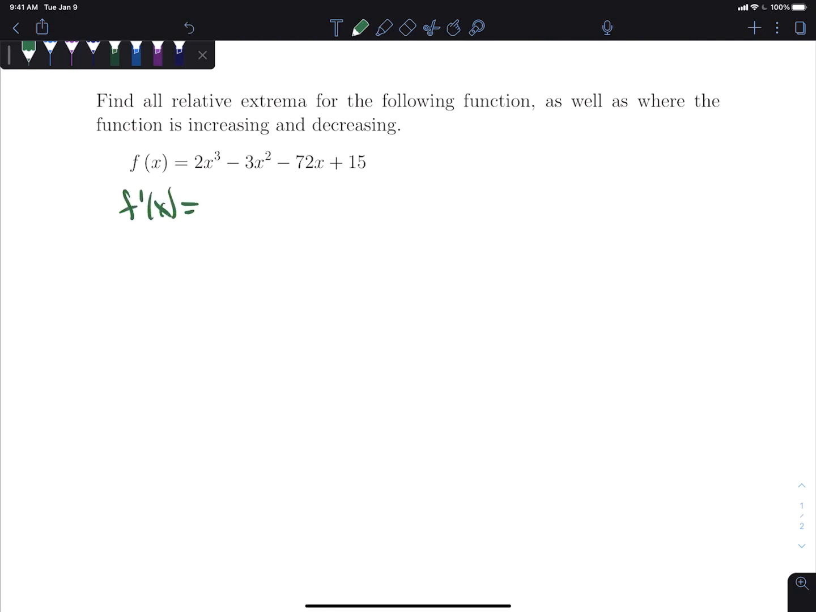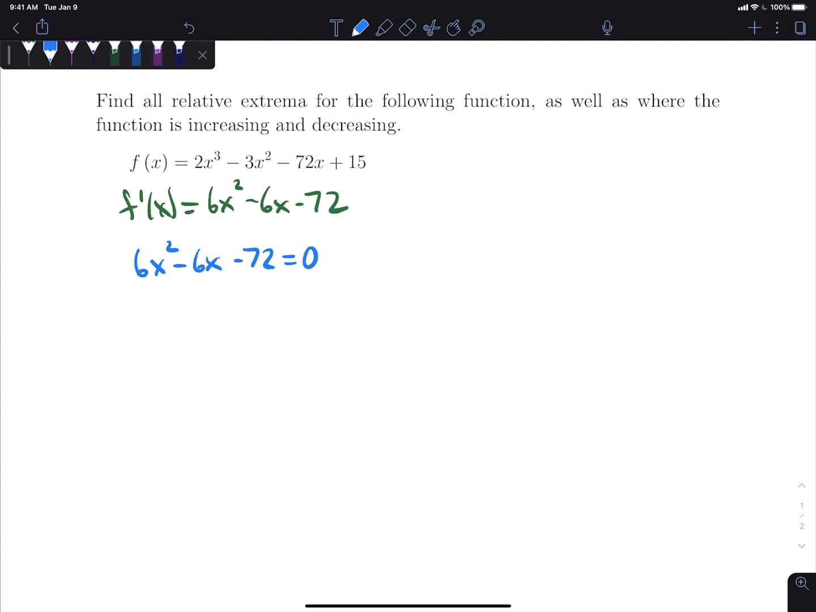So let's find the derivative. Bring the 3 down, making that 6x squared. Bring the 2 down, making that negative 6x. And then minus 72. And notice that the 15 just becomes 0, so it's gone. And then we set this equal to 0 and solve. So 6x squared minus 6x minus 72 equals 0.